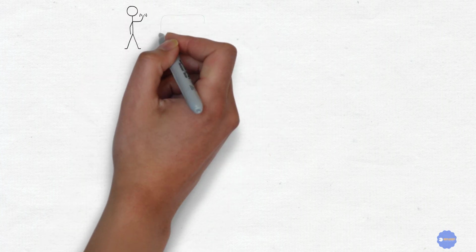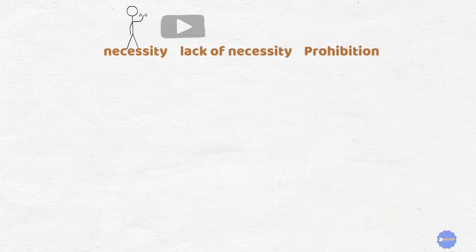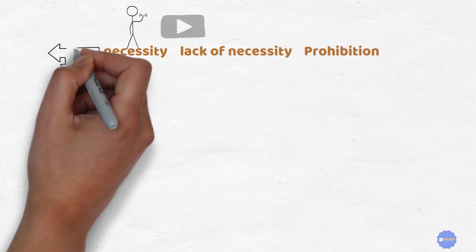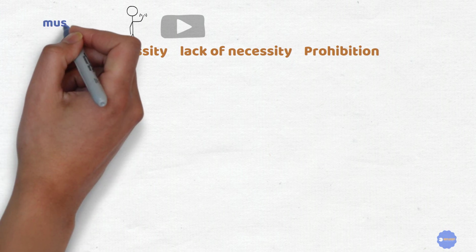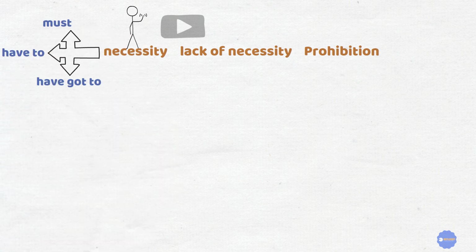Hello. Today's lesson is going to be about how to express necessity, lack of necessity, and prohibition in English. We can express necessity in English in different ways, like must, have to, have got to. But there are some differences between them.